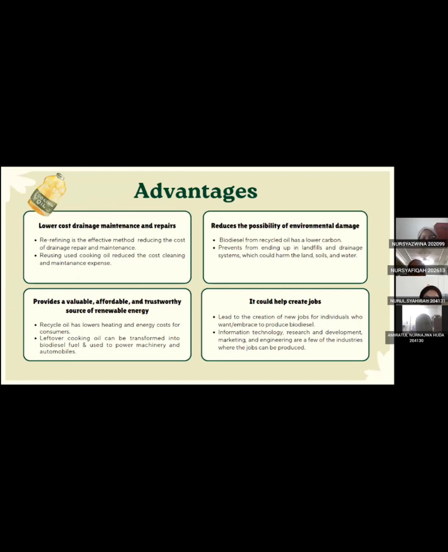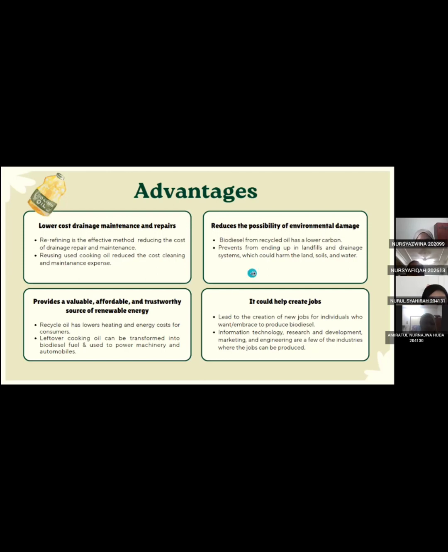For the advantages of recycling waste cooking oil, first is lower cost of drainage, maintenance, and repairs. Re-refining is an effective method, reducing the cost of drainage, repair, and maintenance. Reusing used cooking oil reduces cleaning and maintenance expenses. Next, the advantage is reducing the possibility of environmental damage. Biodiesel from recycled oil has lower carbon. It prevents oil from ending up in the landfill and drainage system, which could harm the land, soil, and water.